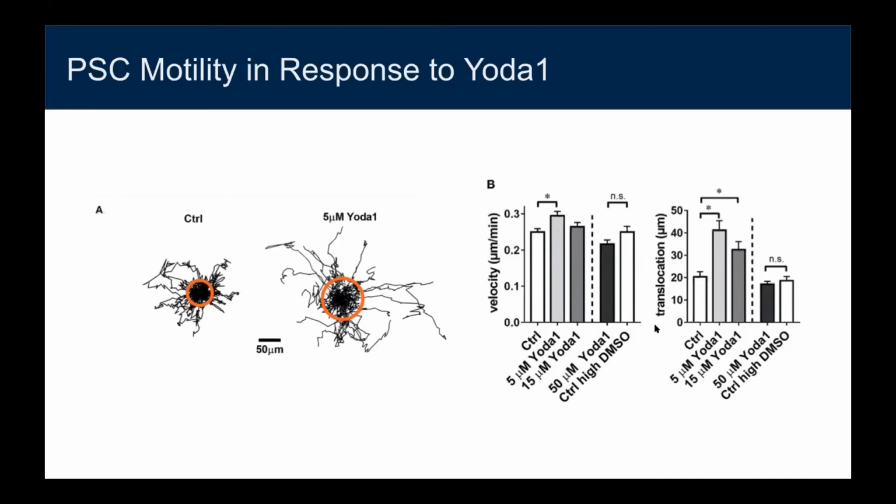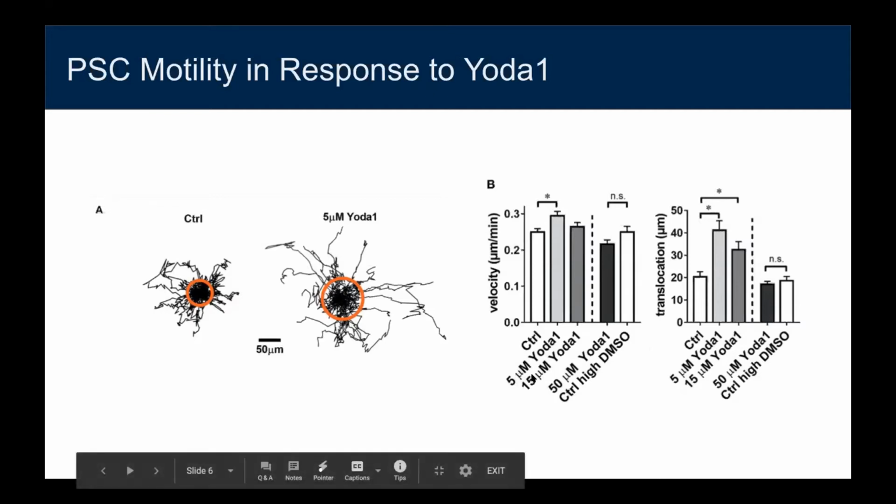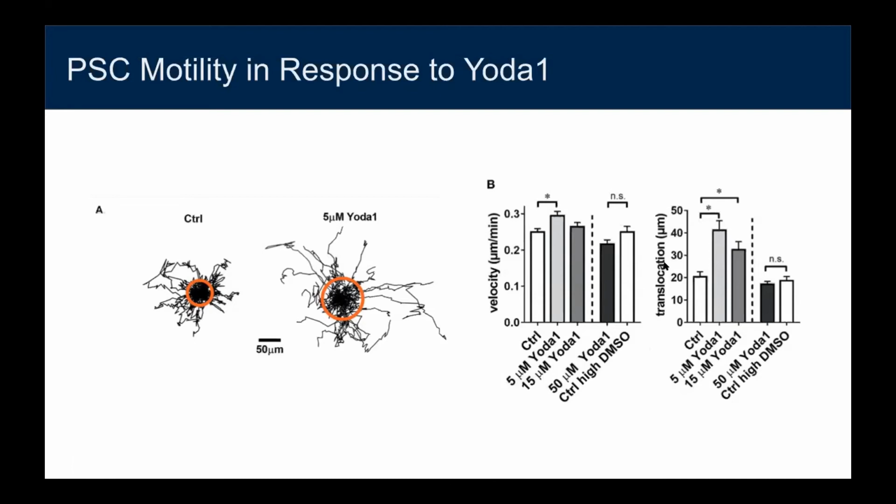And furthermore, they show different doses of Yoda1 in both of these. You can see, especially on the right with the translocation, that control compared to 5 micromolar Yoda1, there's a very large difference in translocation. Versus 15, it's still significant. When you pump it all the way up to 50, there's no difference with control. So it's suggesting that this is a dose-dependent response.